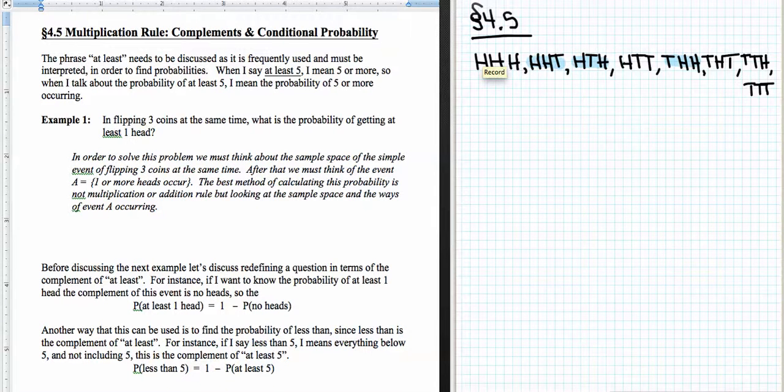Alright, so now we're going to talk about the multiplication rule in terms of complements and conditional probabilities. This is again following Triola's book, section 4.5. In the previous section we talked about the probability of getting exactly 2 heads, and the sample space there: there are 8 possible outcomes and 3 of those gave exactly 2 heads.